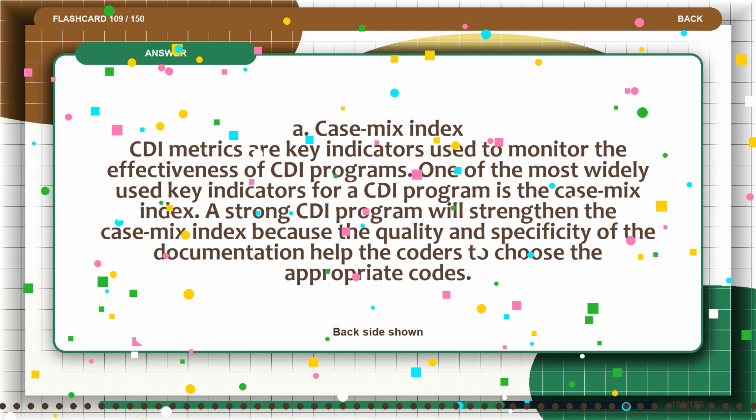The answer is A. Case Mix Index. CDI metrics are key indicators used to monitor the effectiveness of CDI programs. One of the most widely used key indicators for a CDI program is the Case Mix Index. A strong CDI program will strengthen the Case Mix Index because the quality and specificity of the documentation help the coders to choose the appropriate codes.